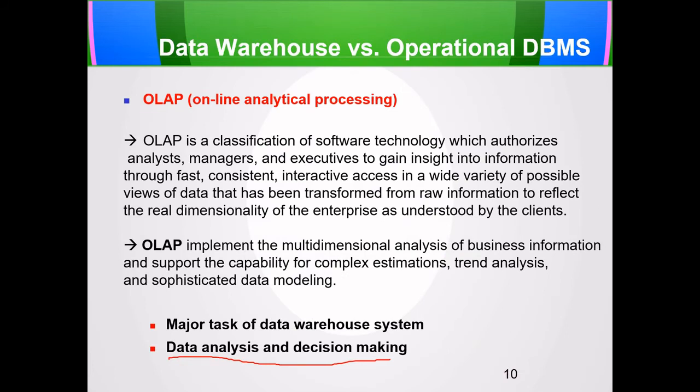So in short, you can remember that OLAP is online analytical processing, and it is a software technology which authorizes users, that is analysts, managers, executives, to gain insight into the information, right? In short, you can remember that this OLAP technology is associated with the major tasks of the data warehouse system, and it is used for data analysis and decision making.